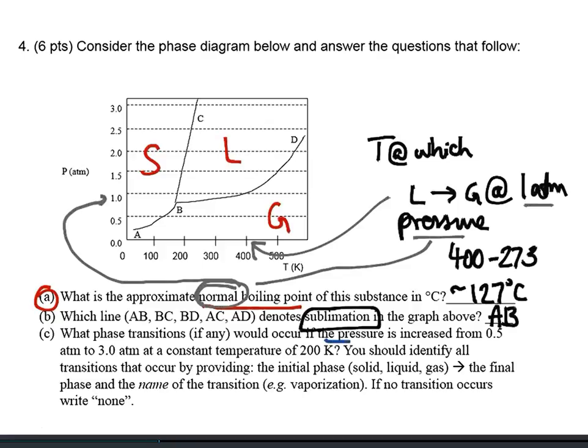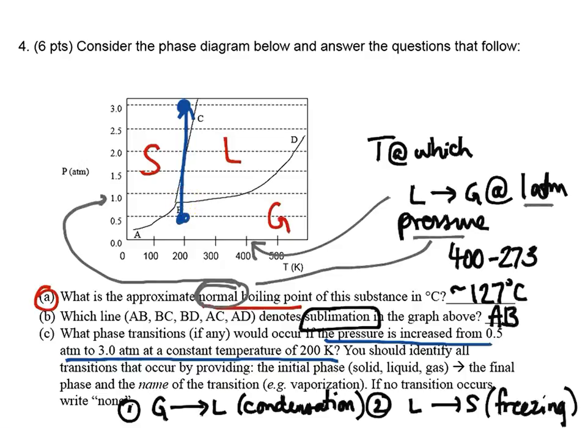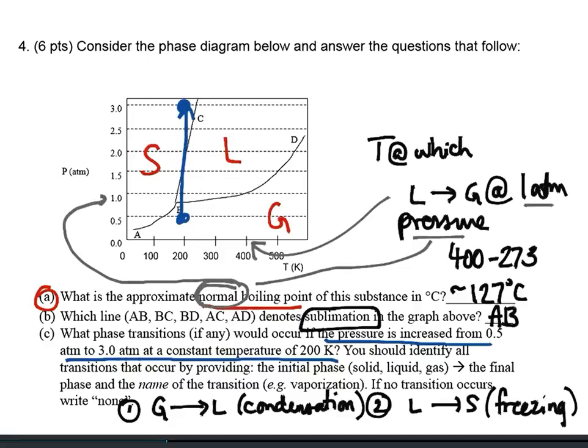So if we mark on here 0.5, we're going to change the pressure from 0.5 to 3 atmospheres. So we start here at 0.5, we go up to 3, and it appears that we first transition from a gas to a liquid phase and then from the liquid to the solid phase. You don't go straight from the gas to the solid, and so you can't write deposition. You need to include both phase changes. So the first one is condensation, gas to the liquid, and the second one is freezing, the liquid to the solid.